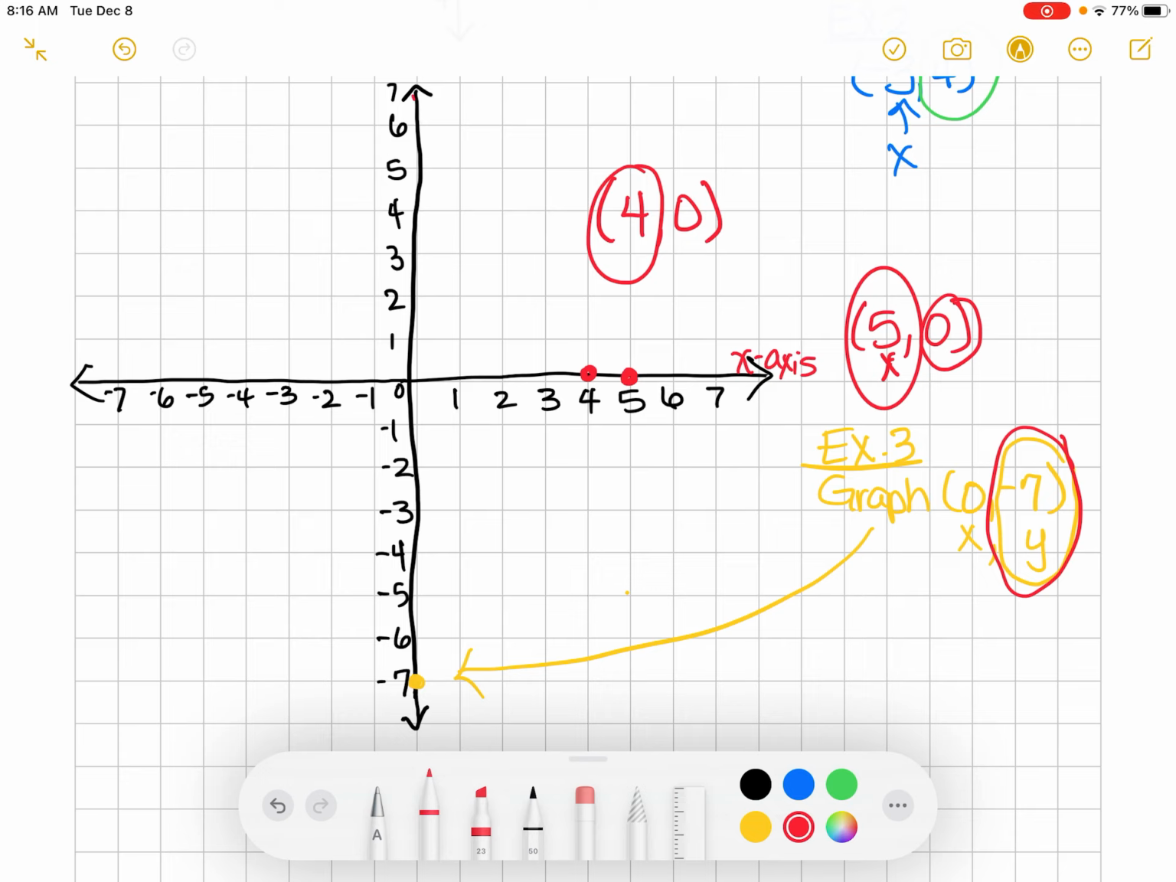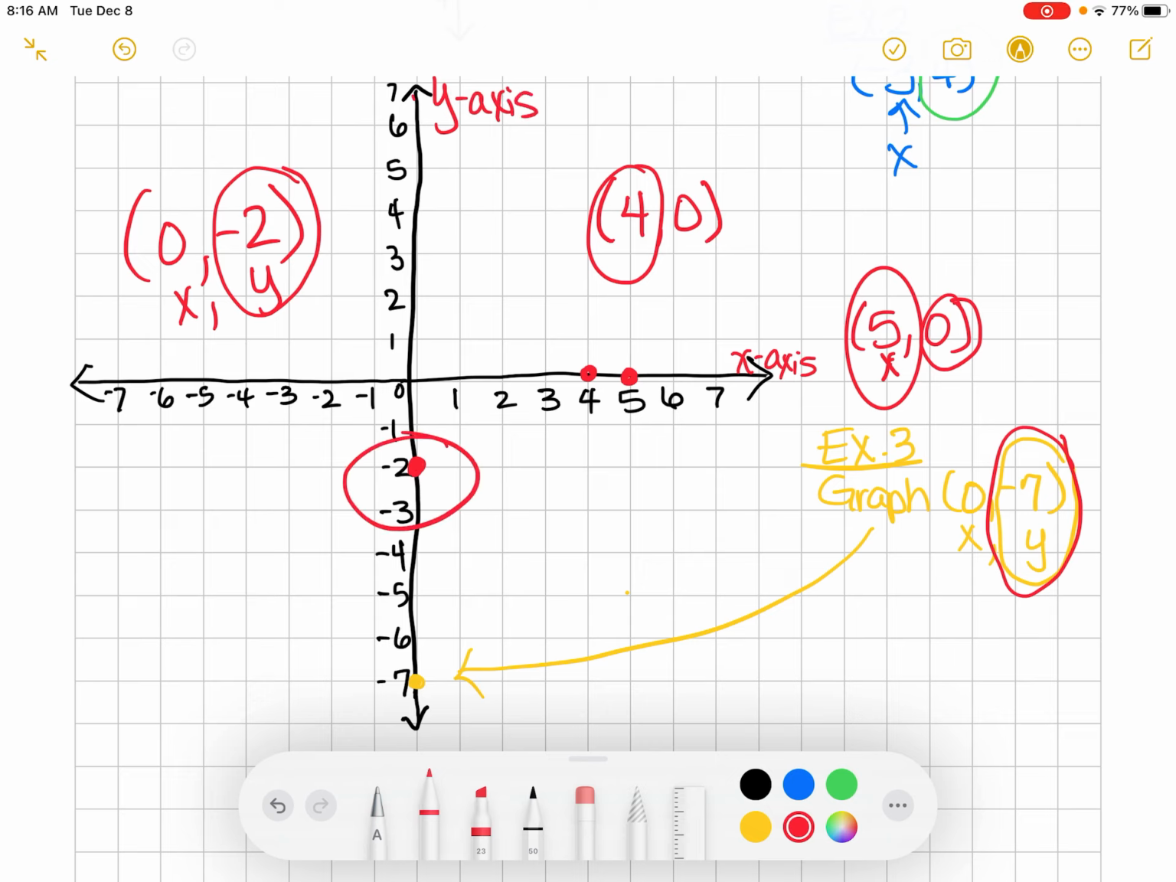Okay, let's try another one. How about 0, -2? Okay, go ahead and graph that one on your own. Okay, so the -2 is in the y spot. Remember, this is x, y. They're in alphabetical order, so easy to remember which one is which. And so if it's in the y spot, it's going to be on the y-axis. And so there's my -2 on the y-axis right here. Okay, so that's how you graph zeros, if you have zeros in there.